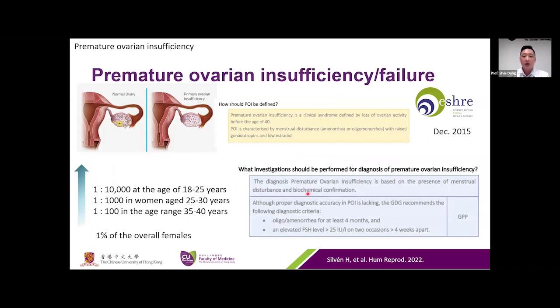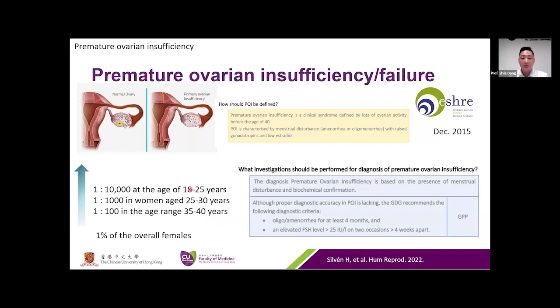So today I will cover one particular disease, which was firstly defined as premature ovarian failure, and nowadays we use a new name, premature ovarian insufficiency. You can refer to the guideline, where the criteria will be shown here. I won't spend so much time on the detail, but the take-home message is that the incidence increases significantly when the maternal age increases.